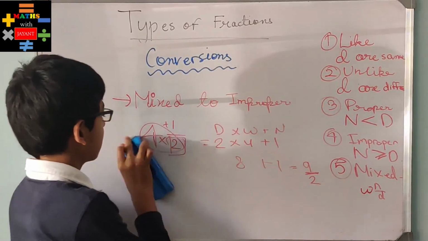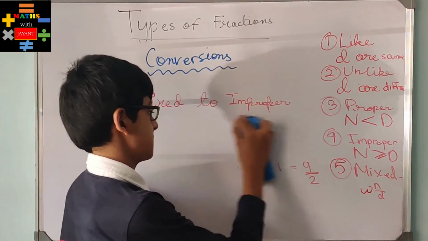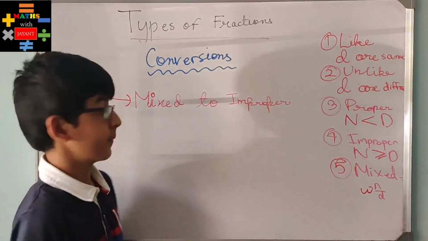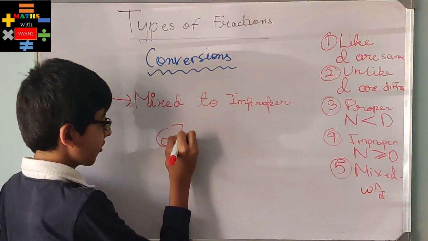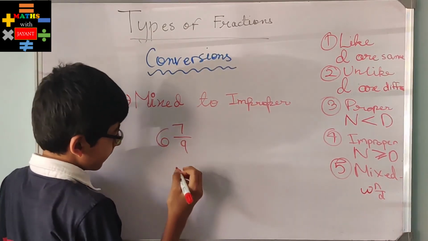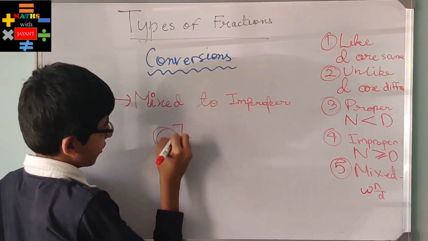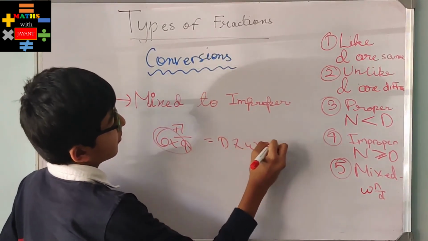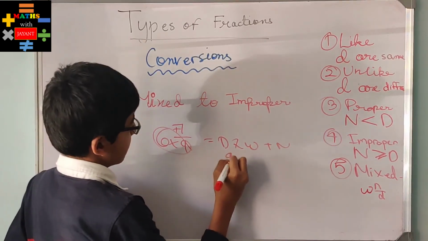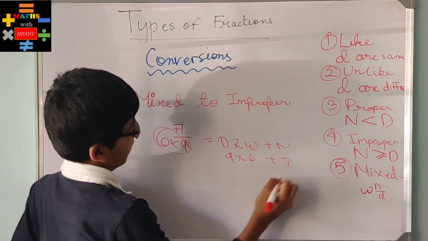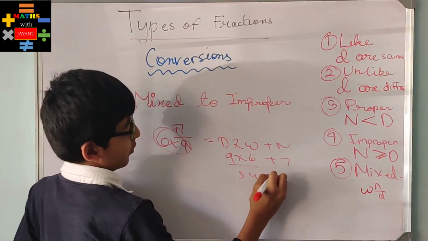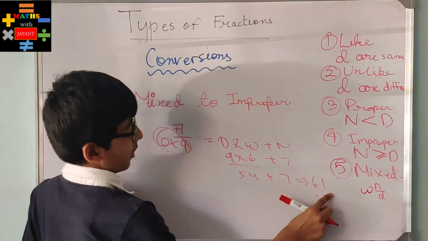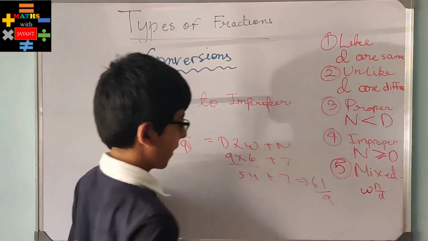Let us take another example this time. Now let us take a big mixed fraction. Let us take 6 7 by 9. We are going to do 9 into 6 plus 7. Denominator into whole number plus numerator. 9 into 6 plus 7. 9 6s are 54 plus 7 is going to be 61. The denominator is going to be 9.